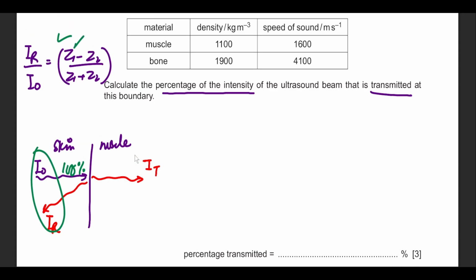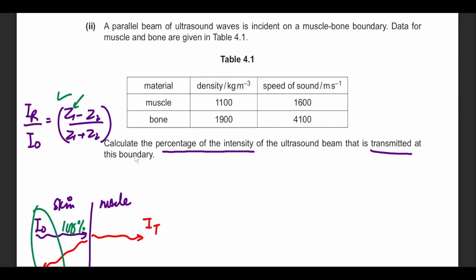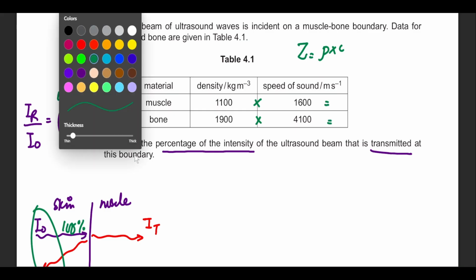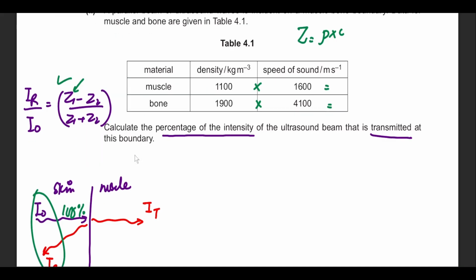This is acoustic impedance, and the way to find this is that Z is equal to density multiplied by the speed of sound in that material. Just multiply these two numbers together, and you get the acoustic impedance of ultrasound in those mediums. The muscle value comes out as 1,760,000, and the bone value comes out as 7,790,000. If you cancel out the zeros, this narrows down to 1.76 and 7.79.